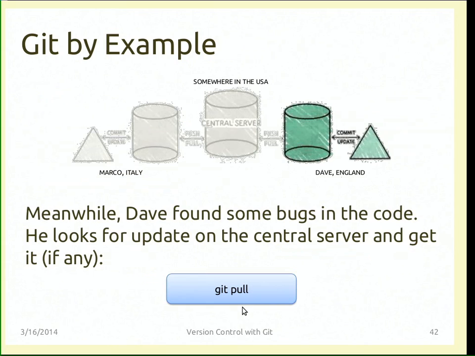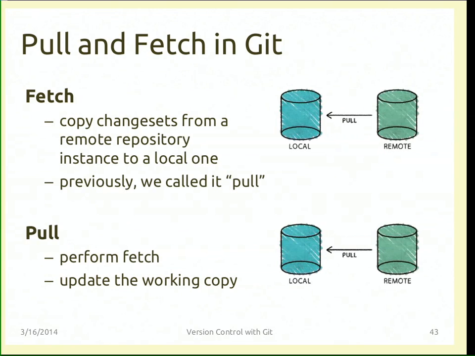A git pull, that is the pull operation we said before, takes all the changes from the remote server and puts them in the local repository. In Git, what we called pull before is called in reality fetch. Fetch copies the change set from the remote repository into the local repository. The pull in Git is a fetch plus an update to the working copy. So the fetch tells you if there are some modifications. The pull tells you if there are some modifications, and if any, it gets all the modifications.